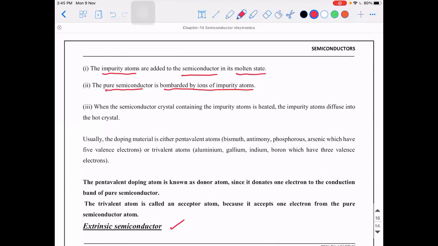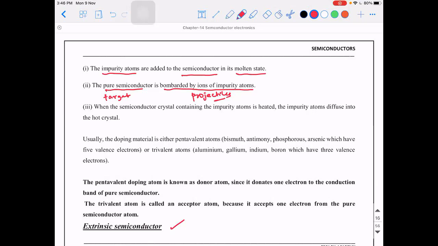That is, you generate a forced collision between the pure semiconductor and the impurities to be added. So generally the pure semiconductor is called the target, and it is bombarded by ions. The ions which are used for the process of collision are called projectiles. You take these ions and fuse them with the pure semiconductor by creating a collision.